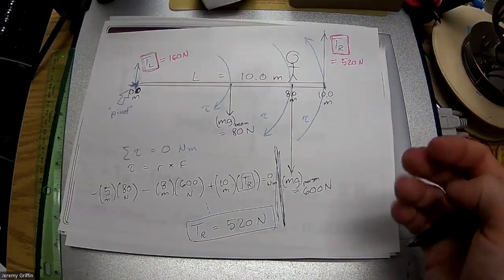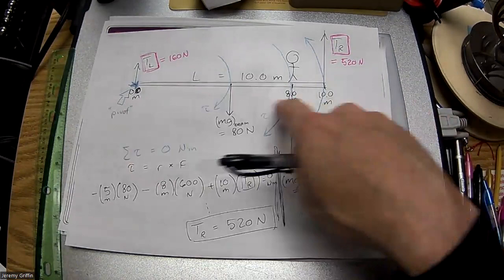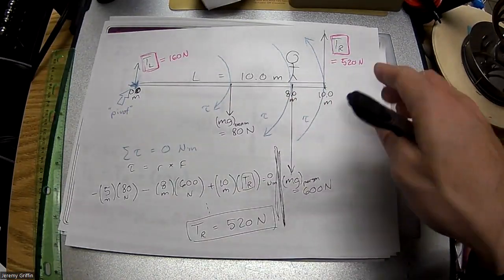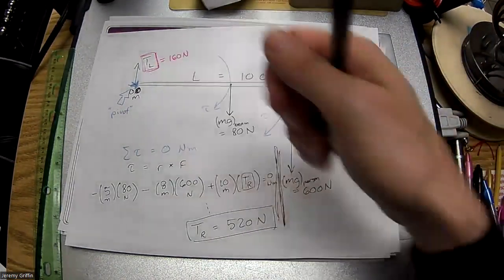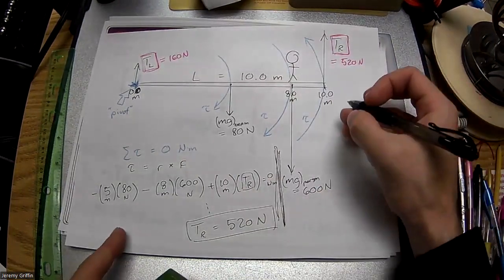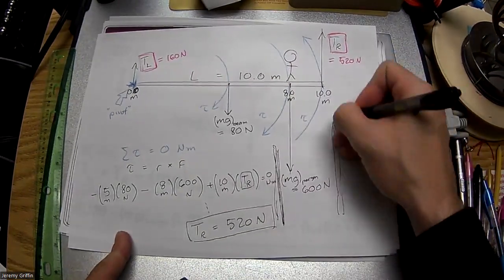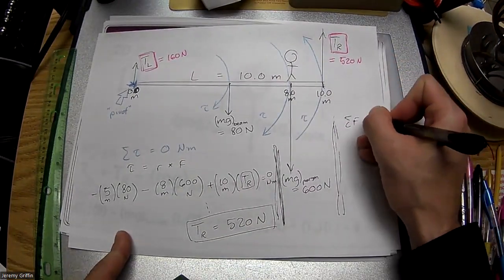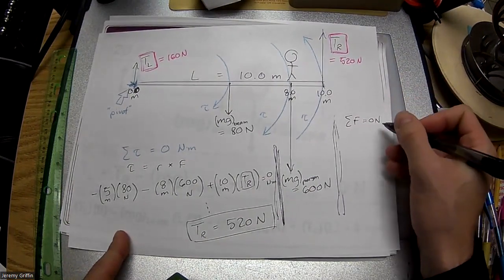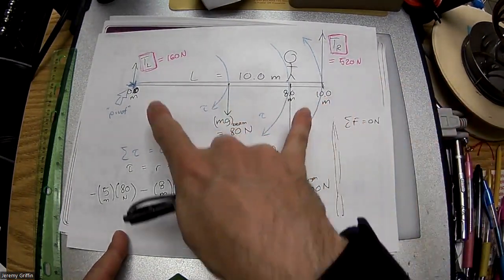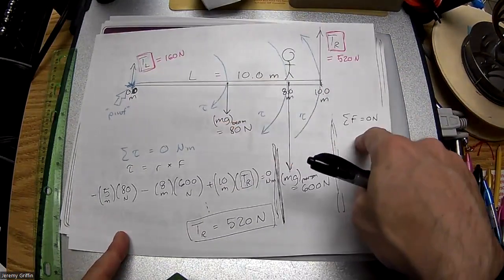Well, here's a couple ways you could do it. One way is you could just pick another random point and sum the torque about it and zero it out and solve for the tension left. But the other way you could do it is, well, I remember a force equilibrium. I remember the sum of the forces has to zero out, so 0 newtons. So I've got 2 upward forces and 2 downward forces that have to zero out.